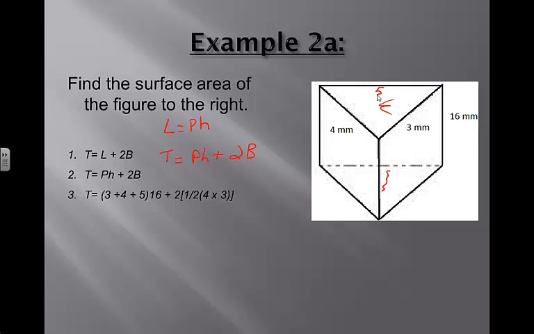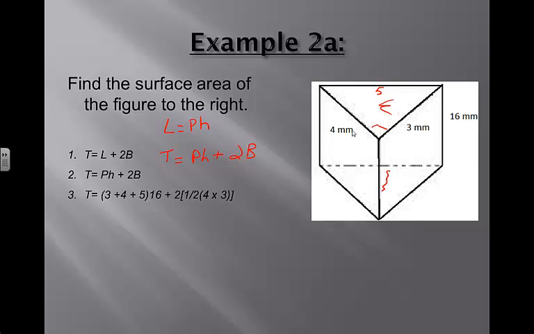Because we know this is a right angle, 3 squared plus 4 squared equals x squared. Using the Pythagorean theorem, you can find that x equals 5. So we have the perimeter, which is 3 plus 4 plus 5, or 12. 12 times the height, which is 16, would be the lateral area. And then we have plus 2 times the area of the base.